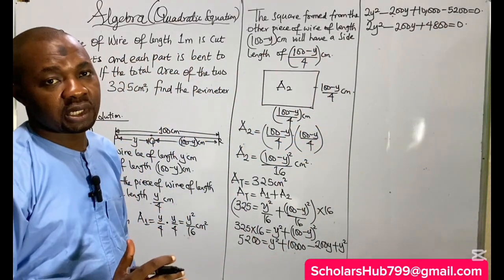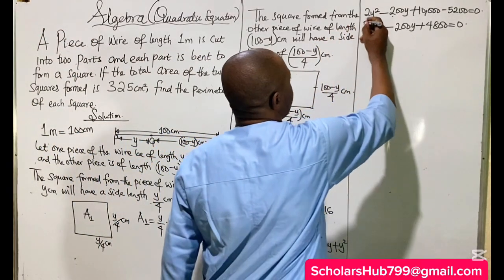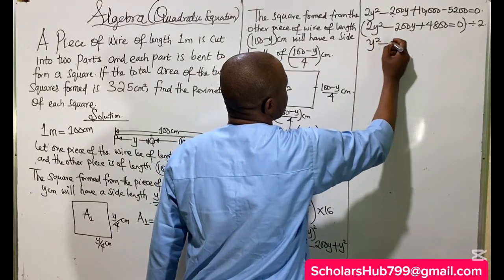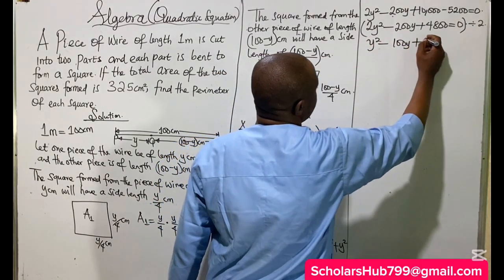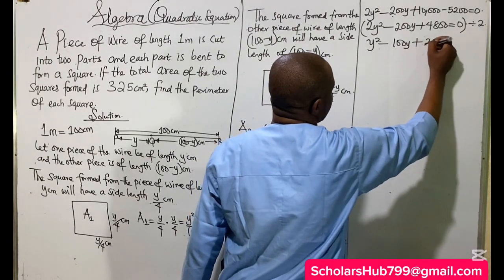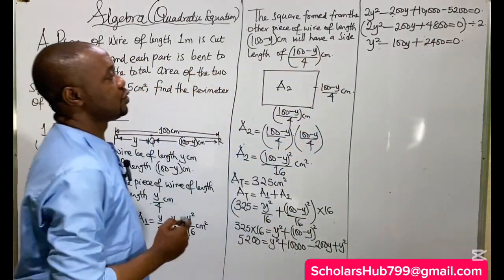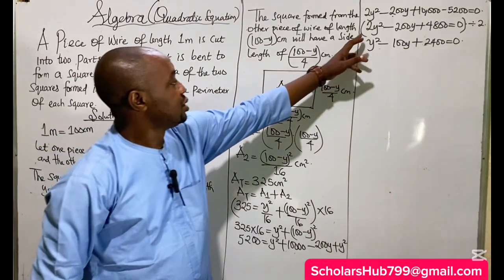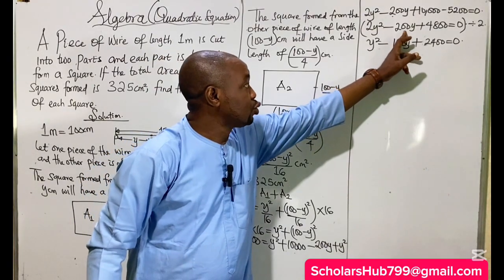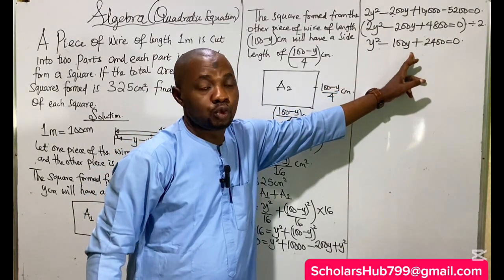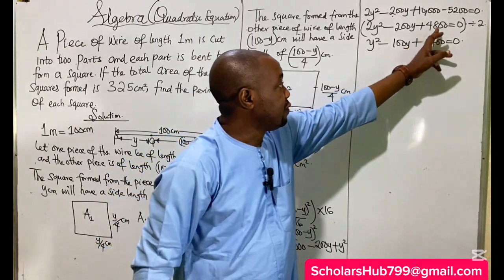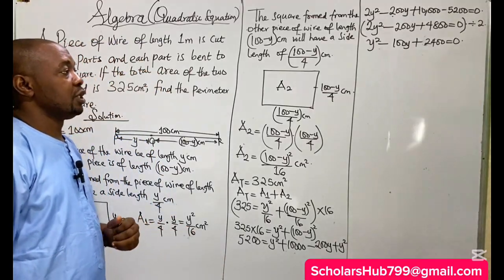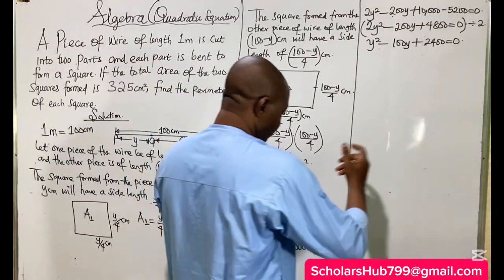So now we have a quadratic equation. Now let's divide this equation by 2 to reduce it. Dividing by 2, we have y squared minus 100y plus 2400 equals 0. When we divide 2y squared by 2, that will be y squared, when 200y is divided by 2, that will be negative 100y, then 4,800 divided by 2 will be 2,400.